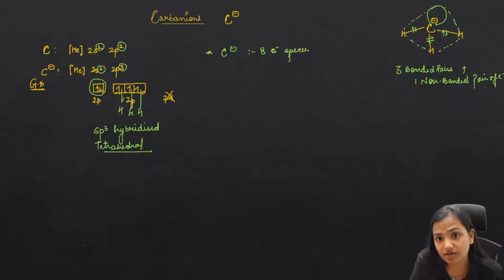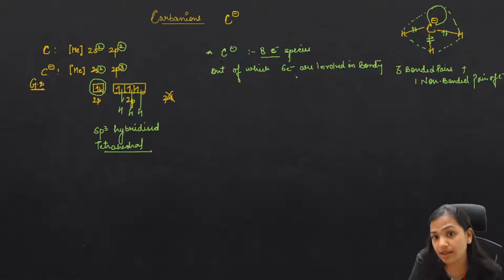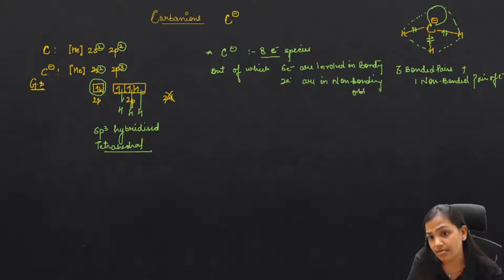Okay, this is not electron deficient. This is an 8 electron species, out of which 6 electrons are in bonding, that is, bond pairs, and 2 electrons are in a non-bonding orbital. They have not participated in bonding. So this is not electron deficient; this is an electron sufficient species, having a carbanion which is C negative.